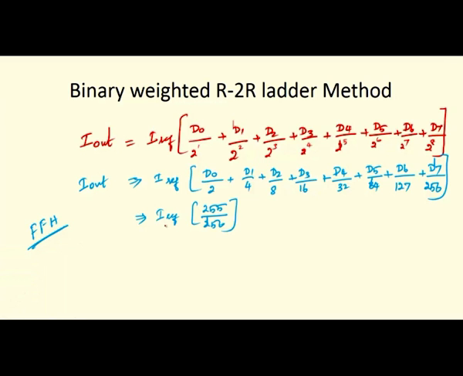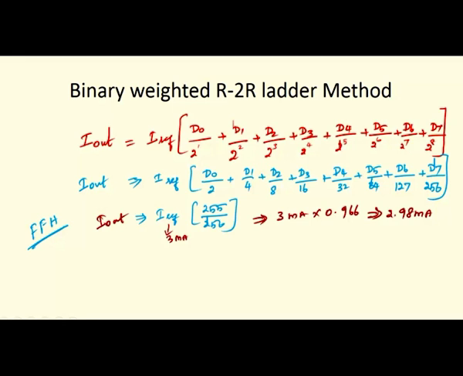Suppose I take the reference current as 3 milliamps. Then your calculation is 3 milliamps into the fraction value of 255 divided by 256, which is 0.996. So, you will get it as 2.98 milliamps. This is the I out current.